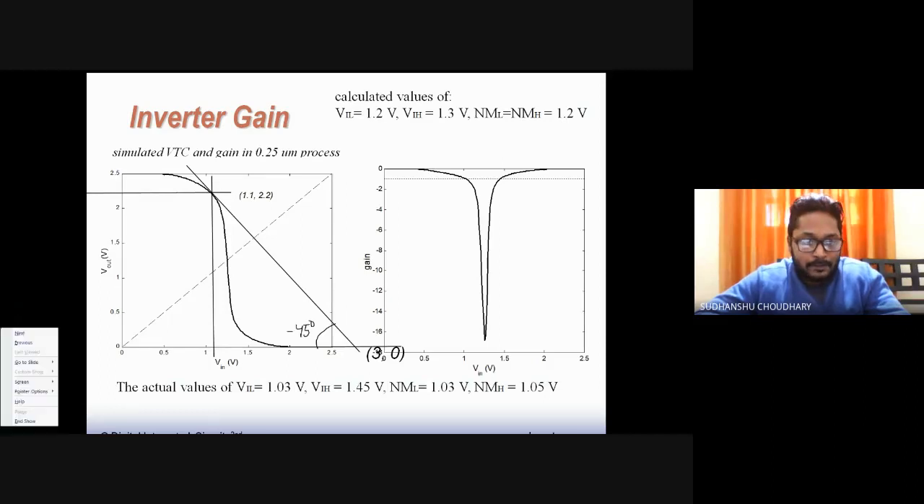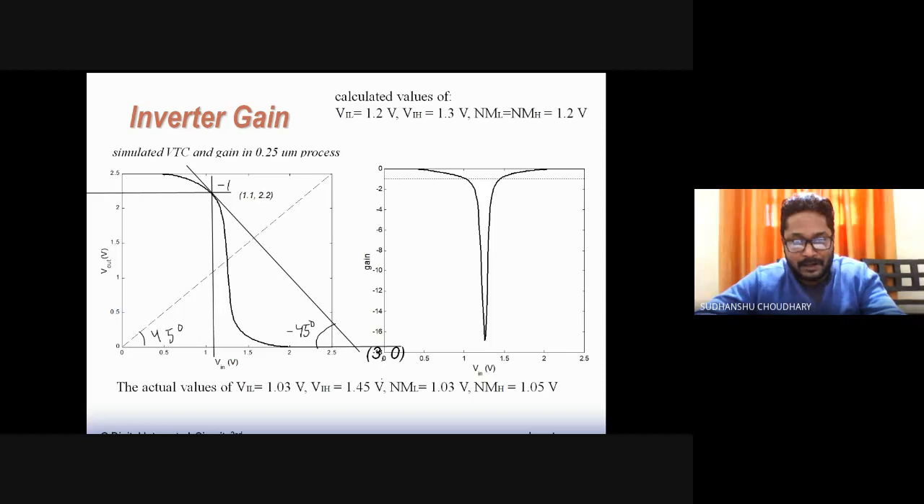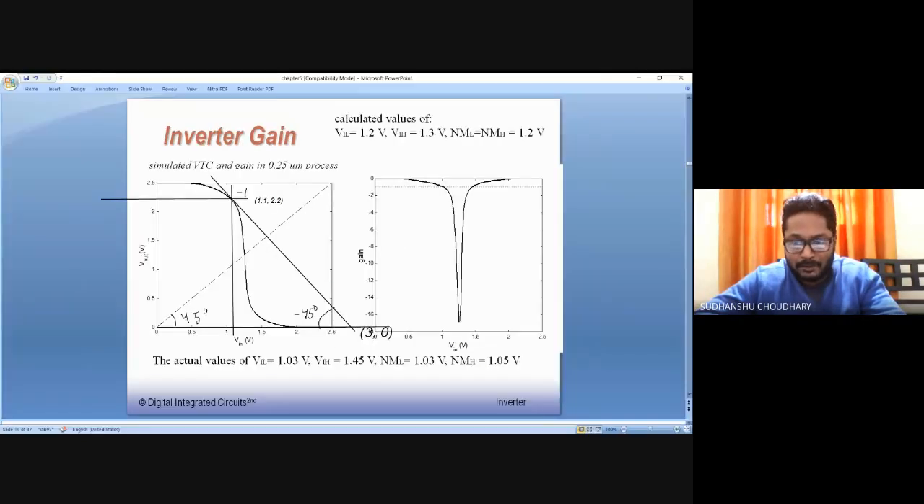So this is 45 degree, this one, and this is minus 45 degree. So that is why dV by d out is coming minus 1 over here. But in our calculations, what we are getting is minus 49 degree, because we made everything approximate, right? We considered everything approximate. So we are getting minus 49 point something, that is minus 1.157 we are getting.